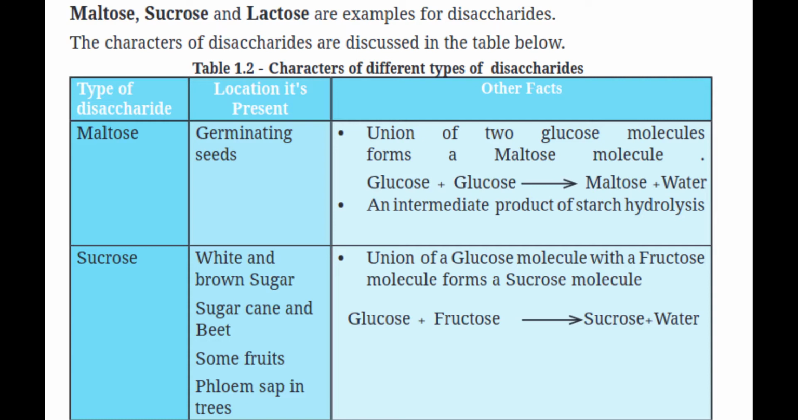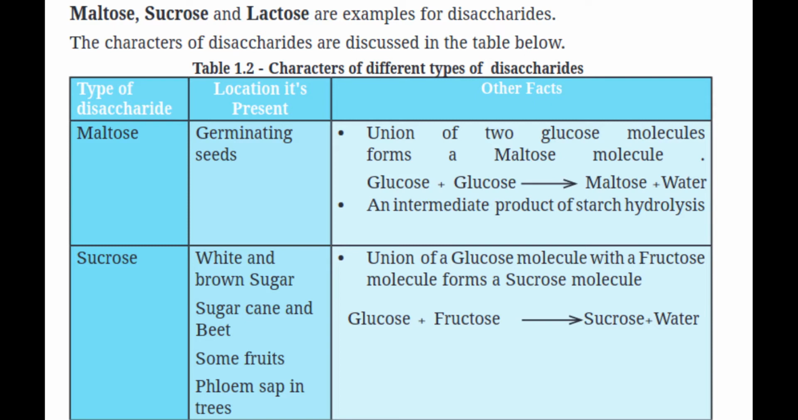Maltose, sucrose, and lactose are examples of disaccharides. The characters of disaccharides are discussed in the table below. Table 1.2: Characters of different types of disaccharides. Type of disaccharide, location where it is present, other facts. Maltose: germinating seeds. Union of two glucose molecules forms a maltose molecule. Glucose plus glucose gives maltose plus water. An intermediate product of starch hydrolysis.